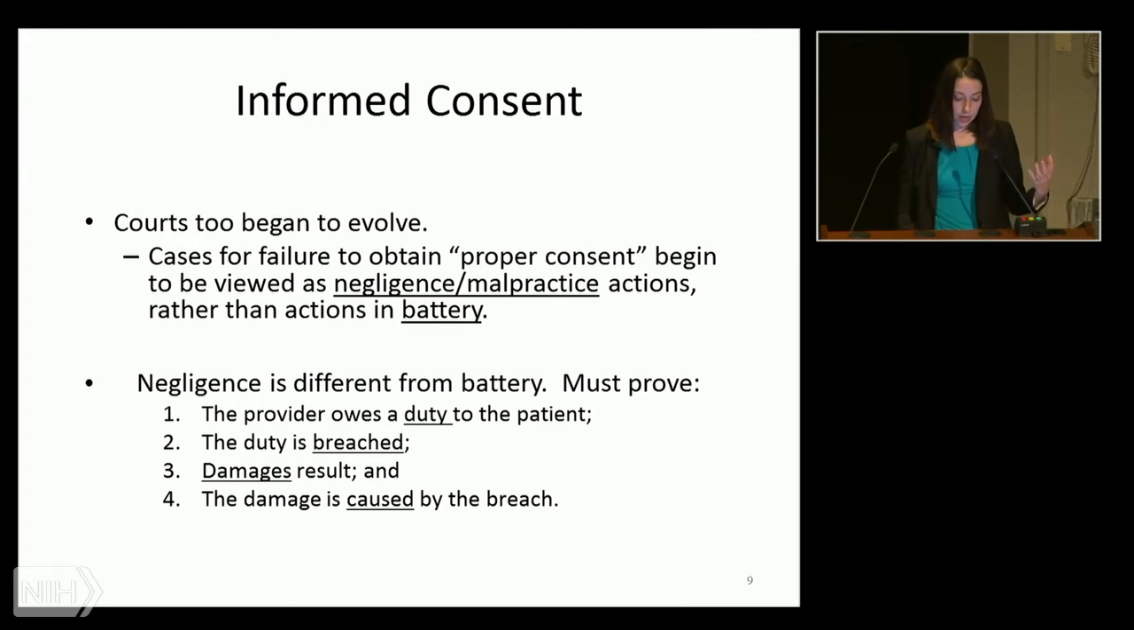So in this slide, you can see that the ideas of informed consent were then further solidified generally within the courts, and the courts reframed the issue as a negligence or malpractice action as opposed to an action of battery, which we saw in the early 1900s. Negligence, you have to prove that there's a duty owed, the duty is breached, damages result, and that the damage is actually caused by the breach.